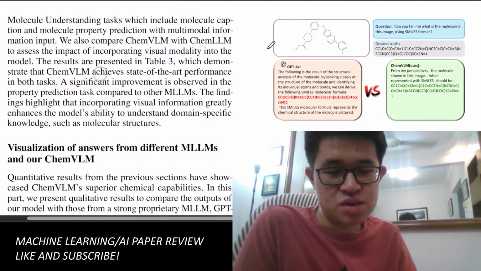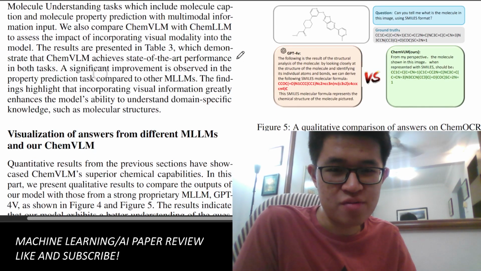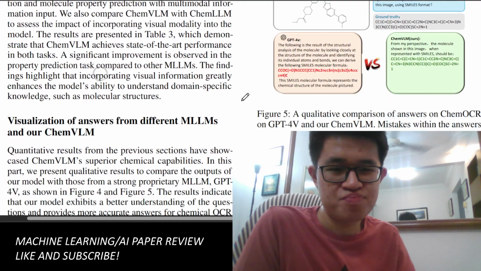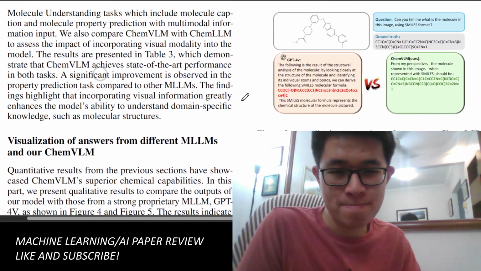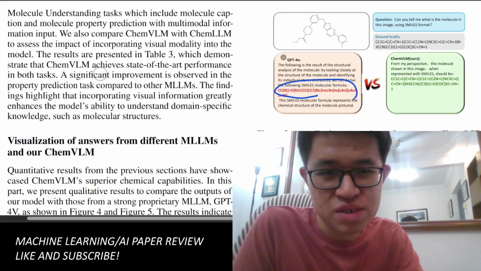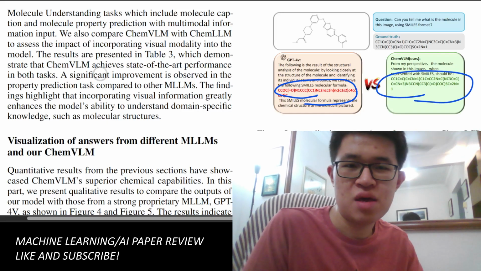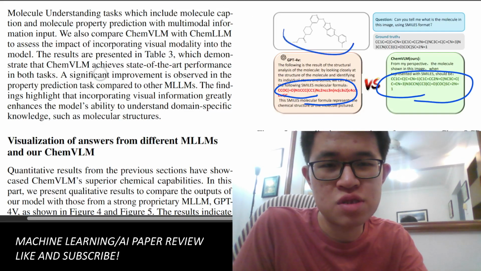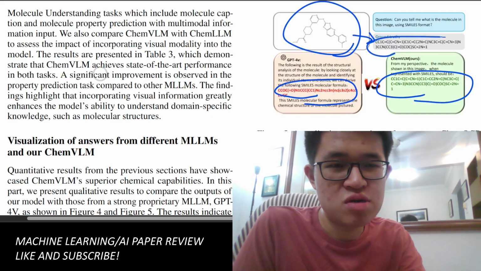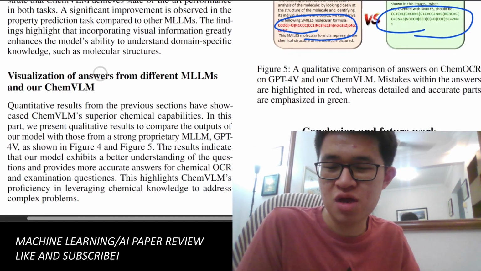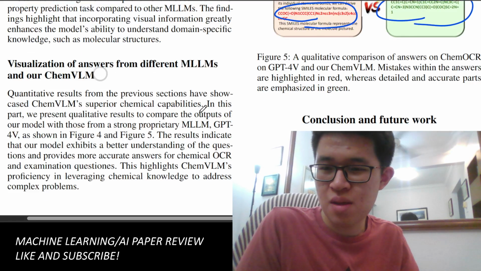Okay, so let's take a look at figure 5 here. A qualitative comparison of answers on ChemOCR on GPT-4V and their model. So as usual, single mistake here, right? And this one is the correct answer, right? So essentially, you want to convert this picture into this small string right here, and it's pretty hard for the LLM to do, but not anymore thanks to their approach.